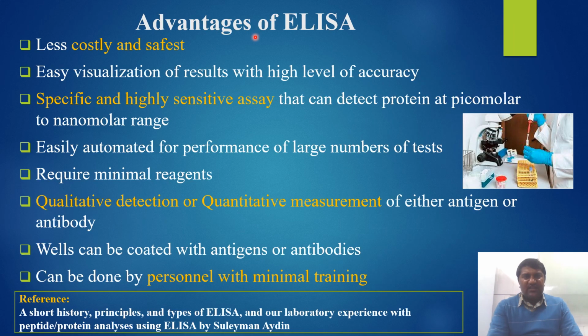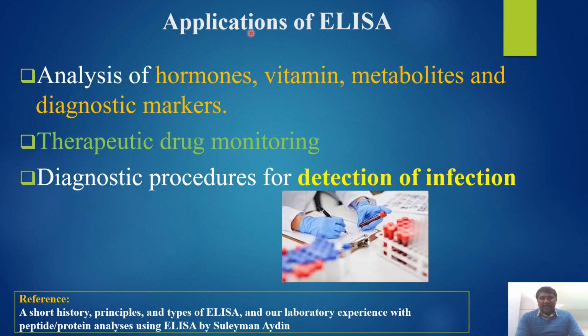The advantages of the ELISA: it is less costly and safe, with easy visualization of the result with a high level of accuracy, and it is a specific and highly sensitive assay that can detect protein in the picomolar to nanomolar ranges. It is easily automated for performance of a large number of tests, requires minimal reagents, and allows qualitative detection or quantitative measurement of either antigen or antibody. Wells can be coated with antigen or antibodies, and it can be done by personnel with minimal training.